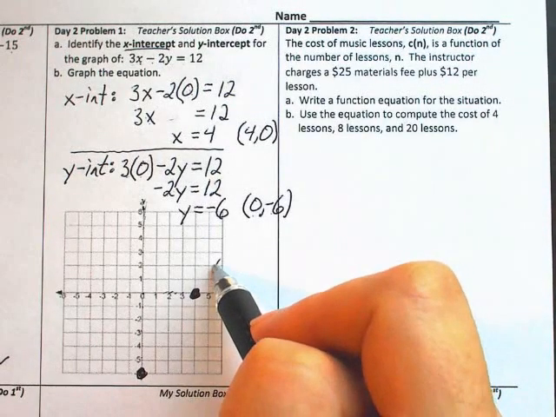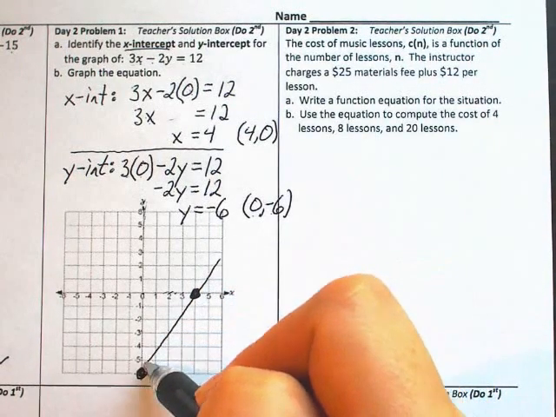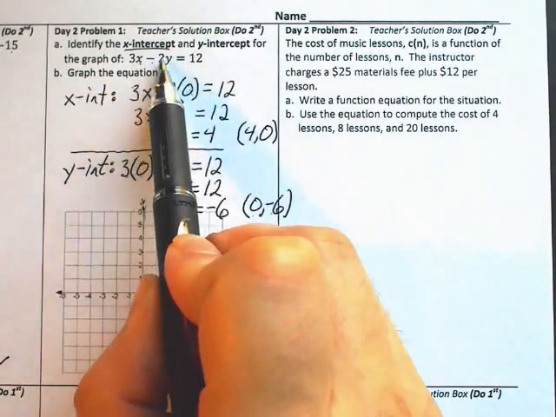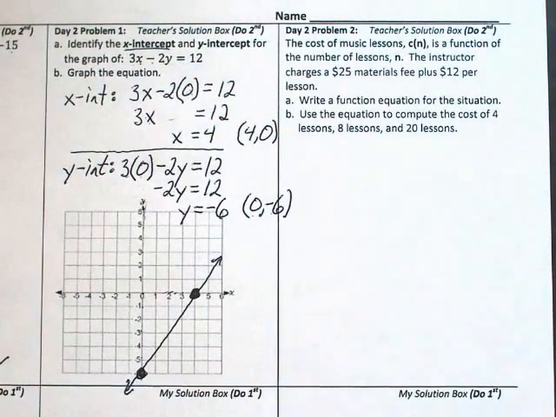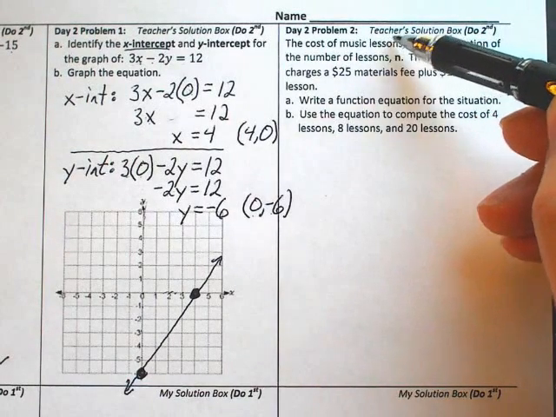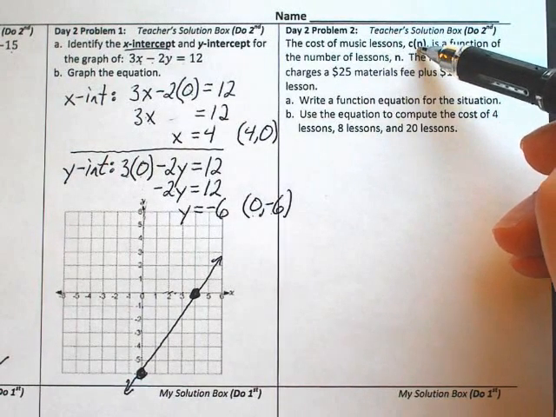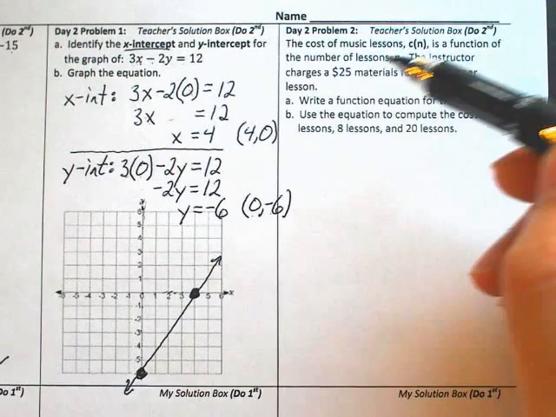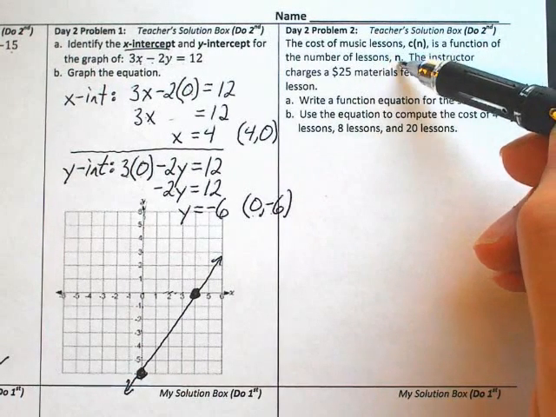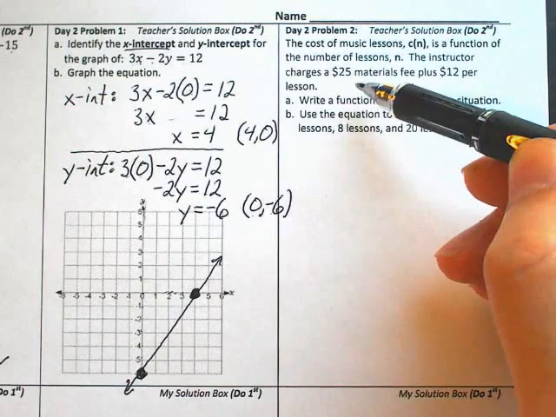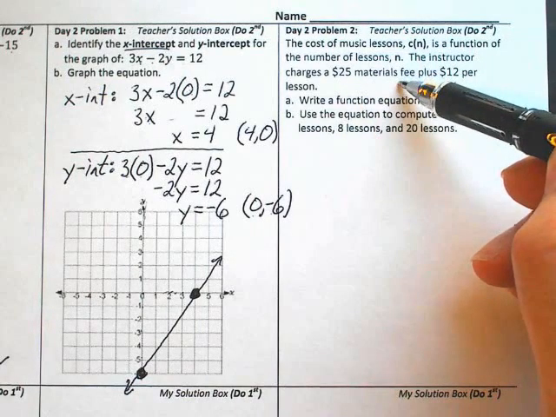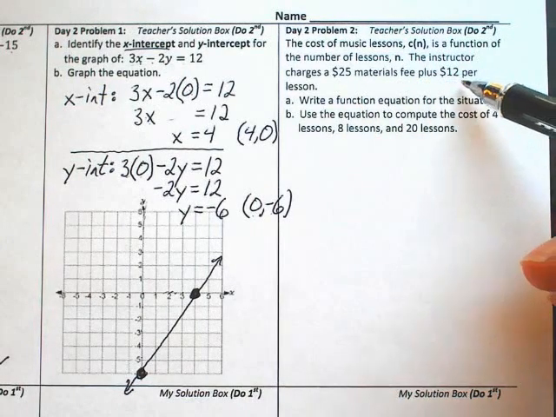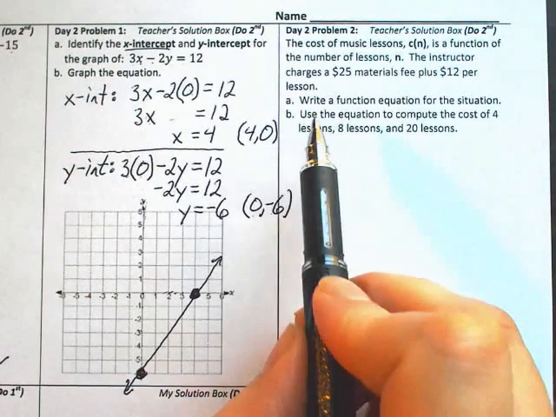And with these two dots, we can draw a nice straight line through them, and that is the graphical representation of this original equation. Now, day 2, problem 2. The cost of music lessons, C of n, is a function of the number of lessons, n. The instructor charges $25 for materials, plus $12 per lesson.